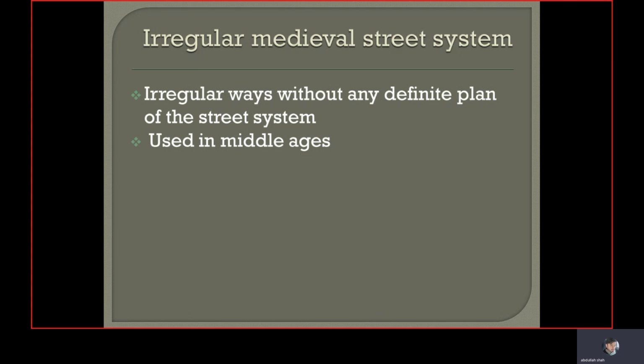Irregular medieval street system. In this street pattern, there is no clear design or plan to these streets. This pattern usually occurs where a town grows in an illogical manner. This street pattern is adopted in old cities where irregular streets were developed in the Middle Ages. This street pattern does not fulfill the needs of modern day traffic.